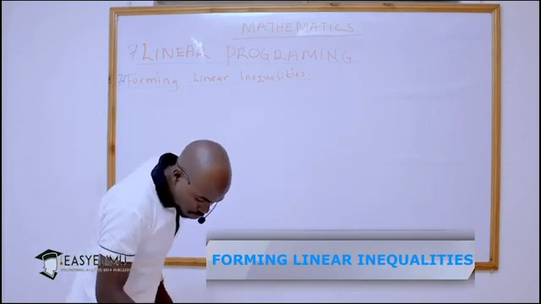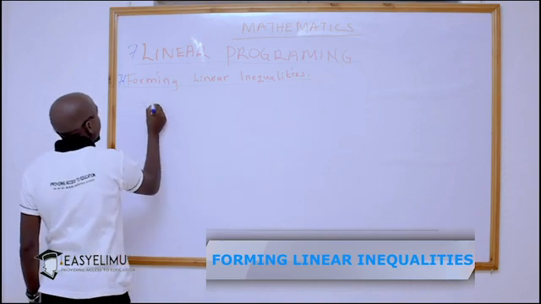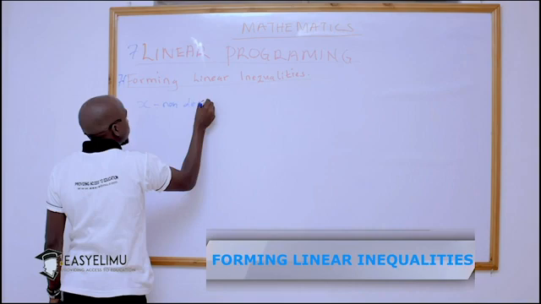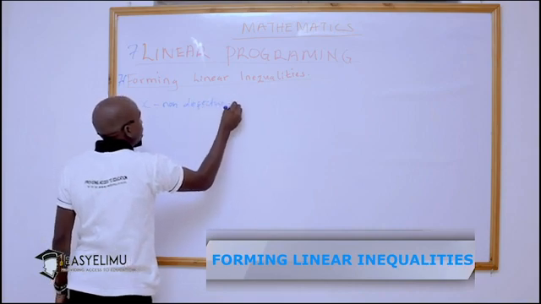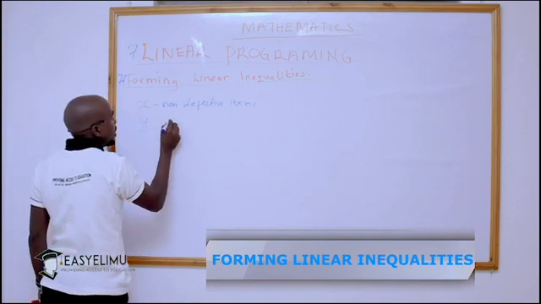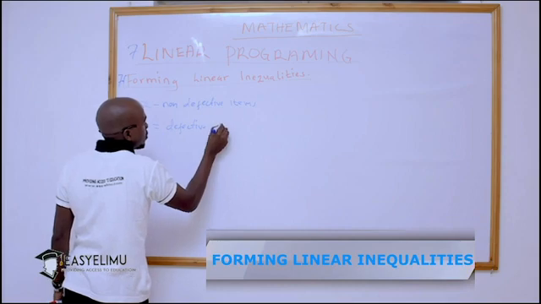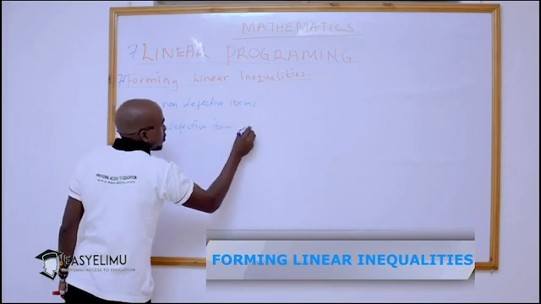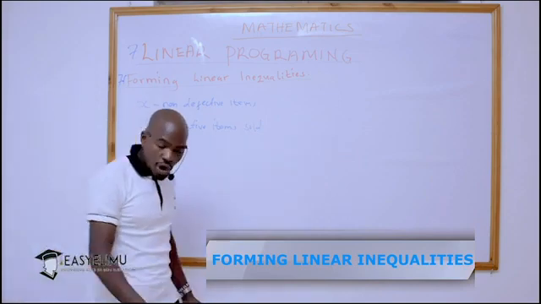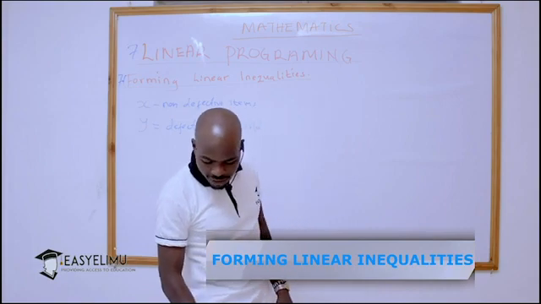So here we have been told that X is the non-defective items sold, and Y is the defective items sold. So, to form the inequalities required, the first thing is we have to understand the question.